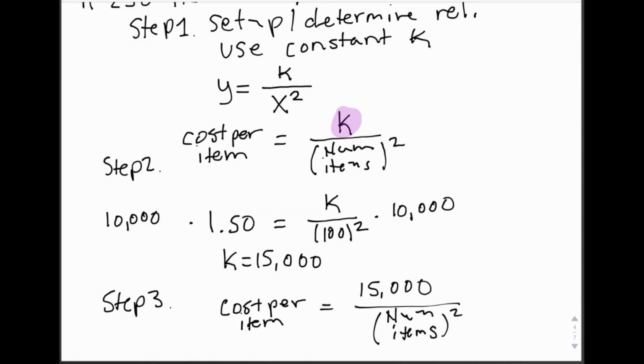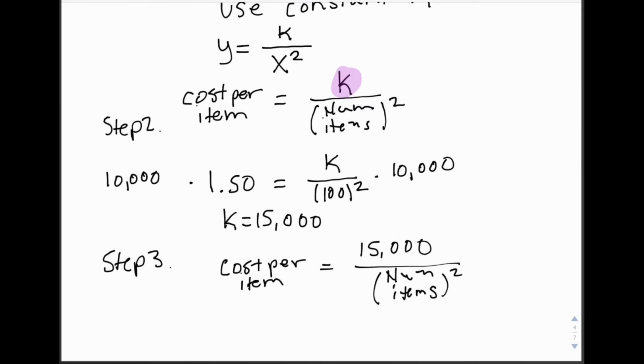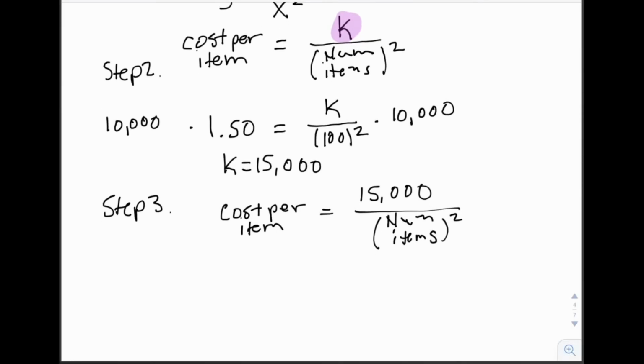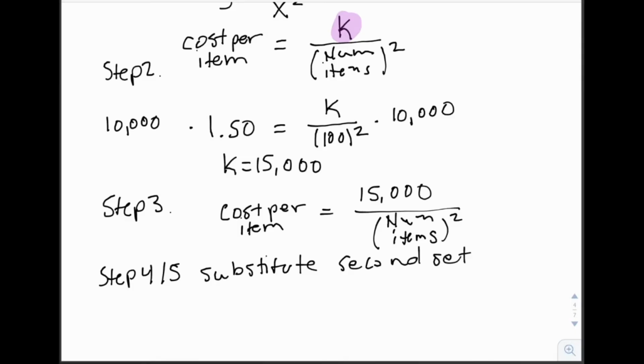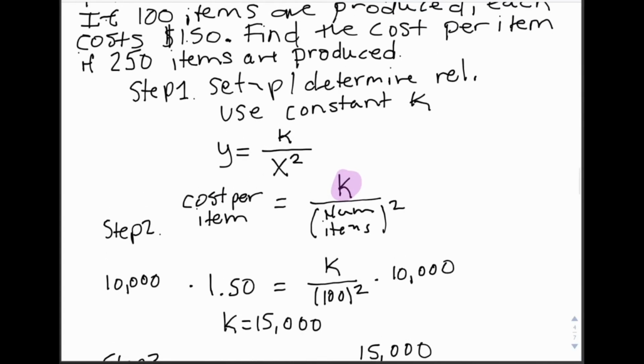Now we can move on to step number 4, and step number 4 says to substitute our second set of values in order to find our given info that we want. So let's combine step 4 and step 5. Let's substitute our second set of values to find our unknown. So in this case, if we scroll back up to the top, we see that we want to find the cost per item if 250 items are produced.